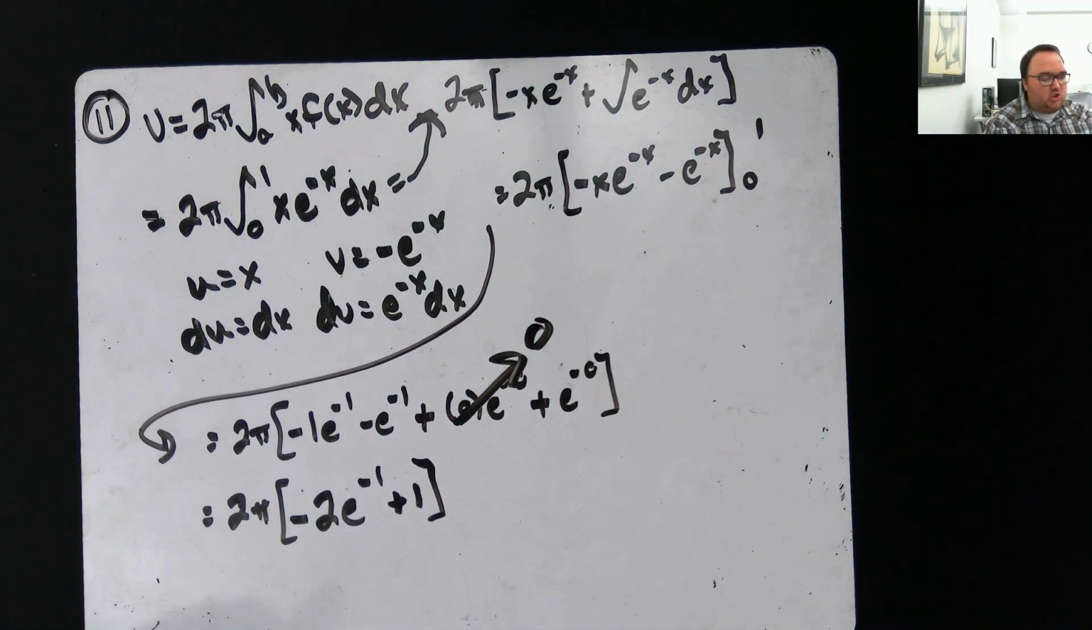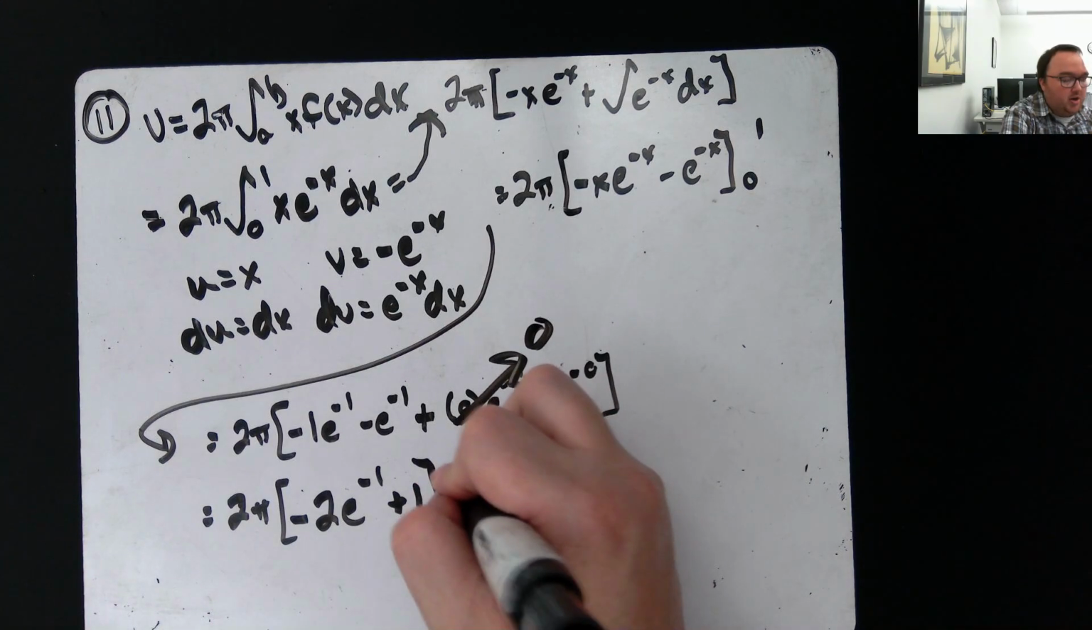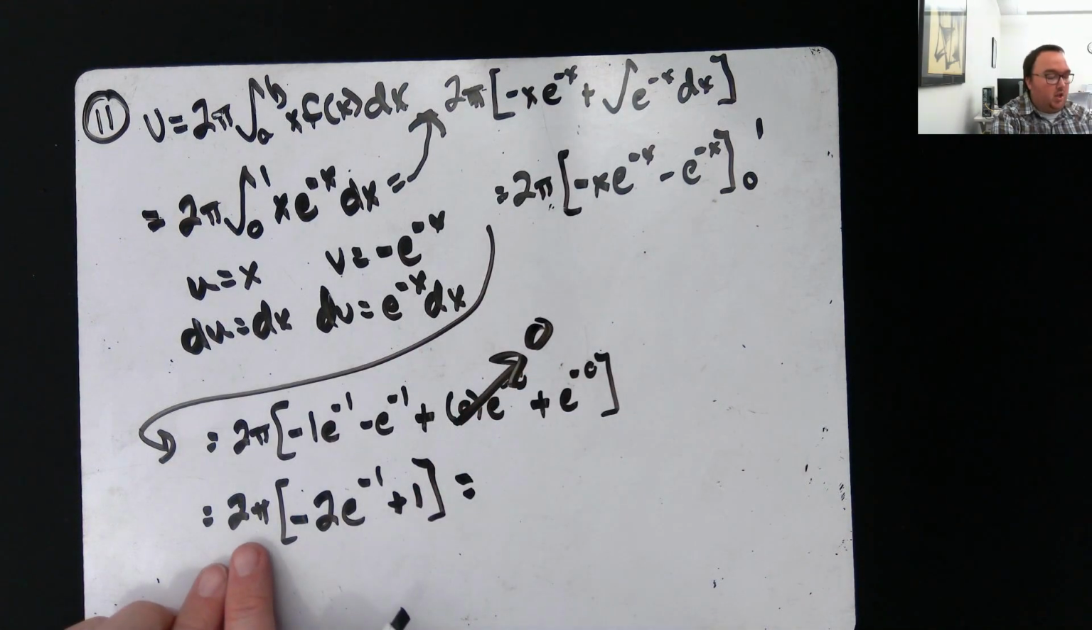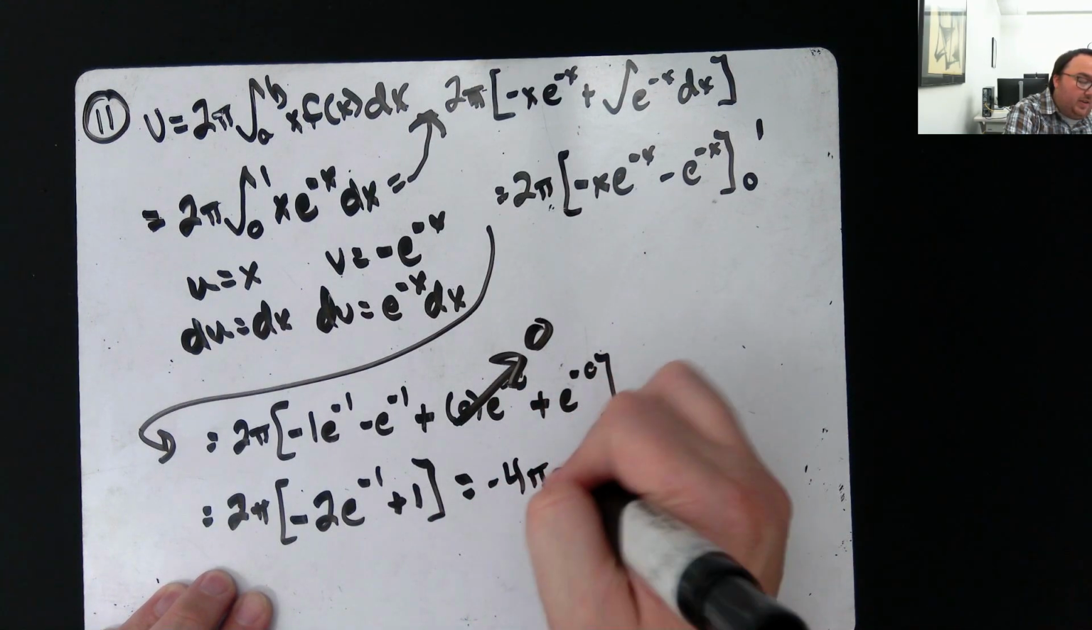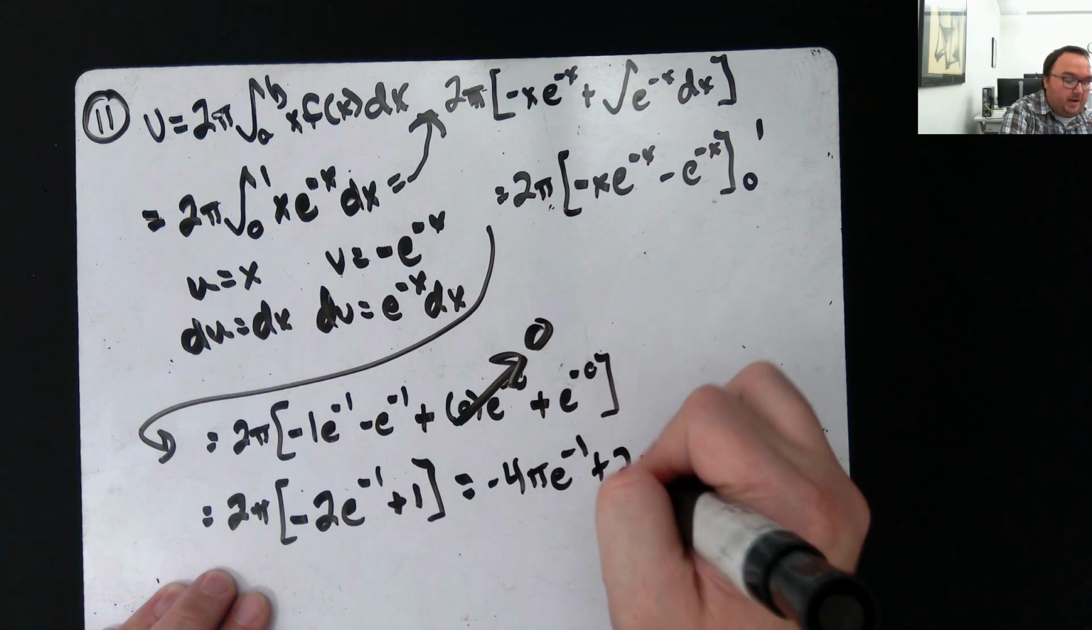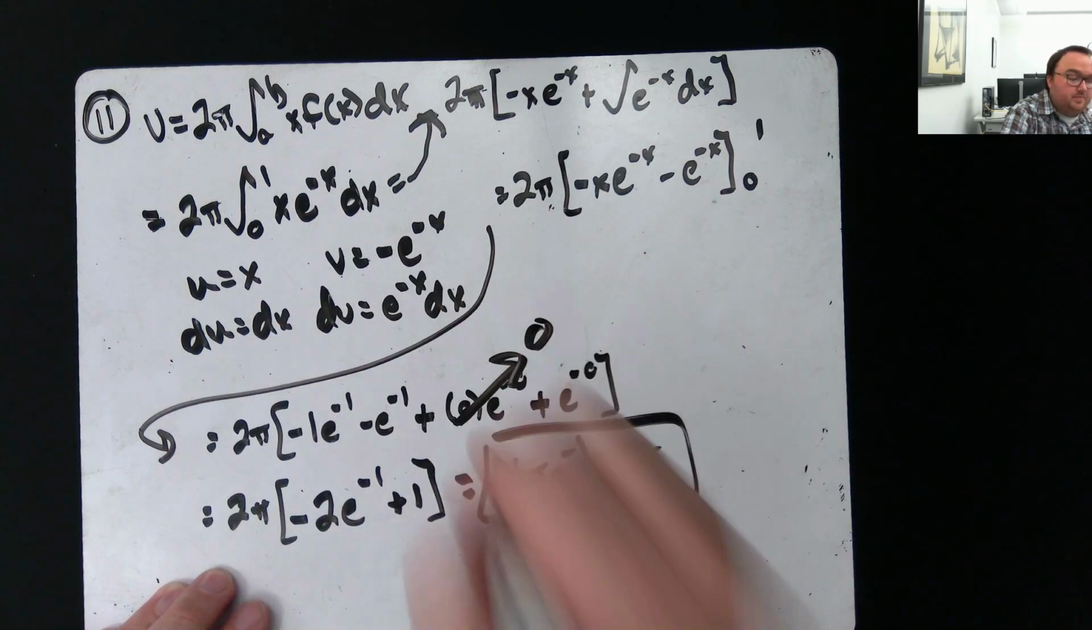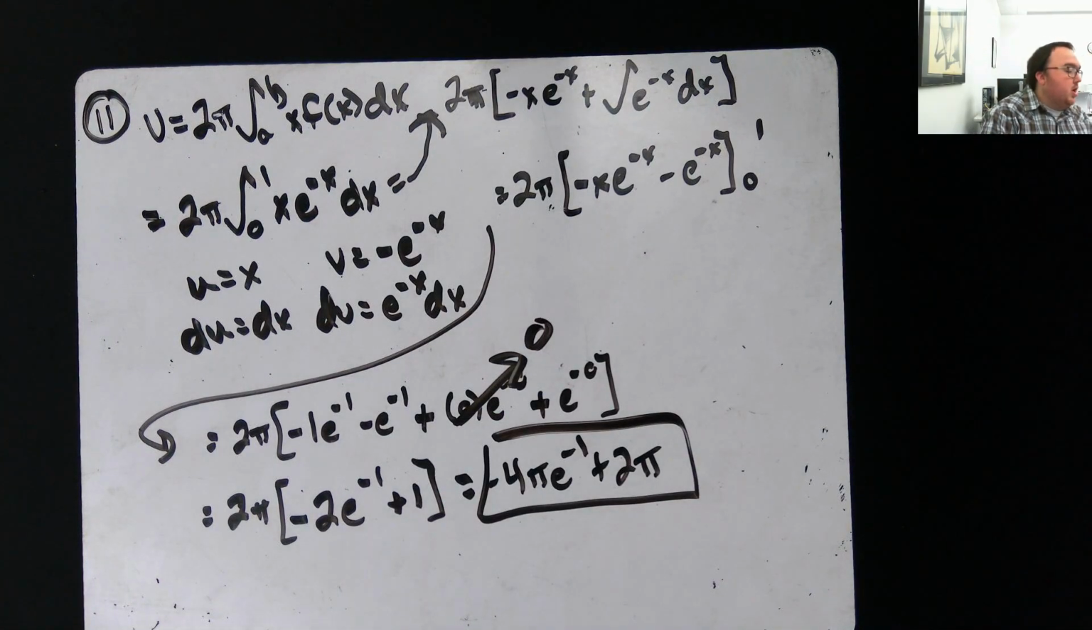I'm okay if you stop right here. Technically, though, I could multiply by the 2 pi. So negative 4 pi e to the negative 1 plus 2 pi. And here we go. So once again, I have just taken everything we have done in Calculus 1 and so far in Cal 2 and just joined it all up. If something doesn't make sense, please let me know. I will be happy to help you out.